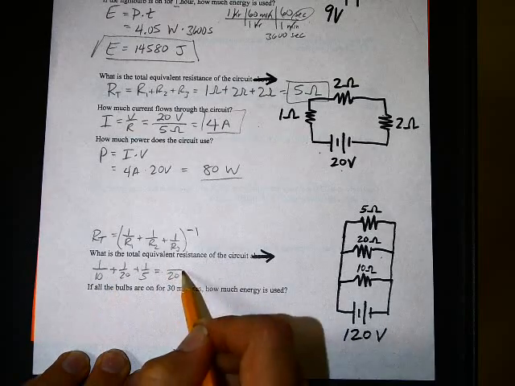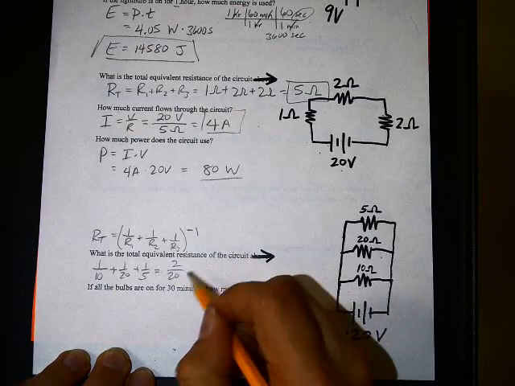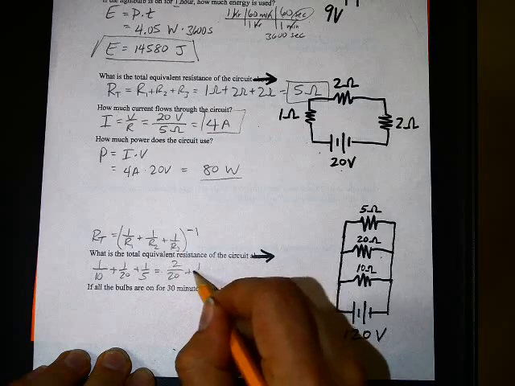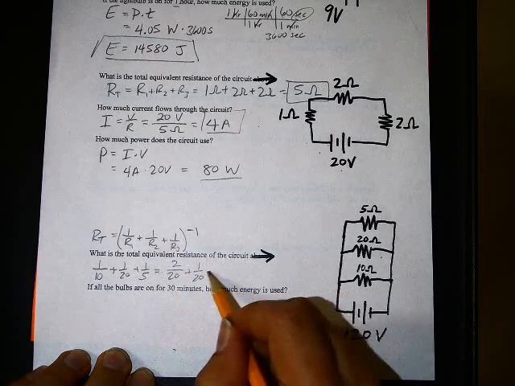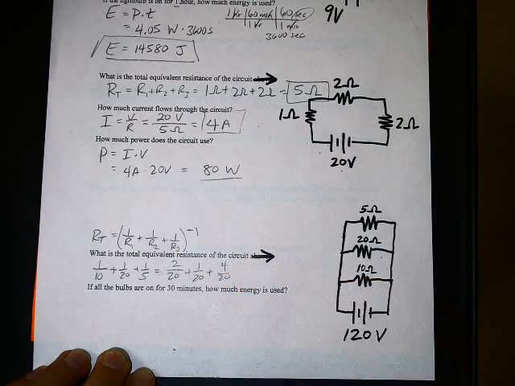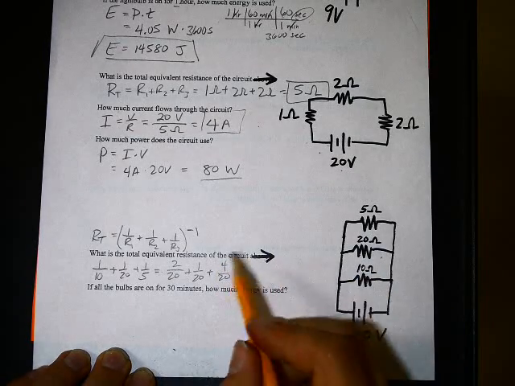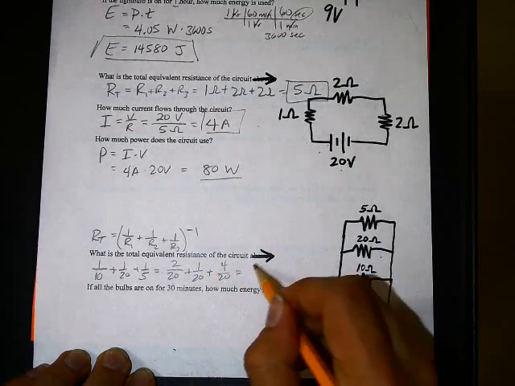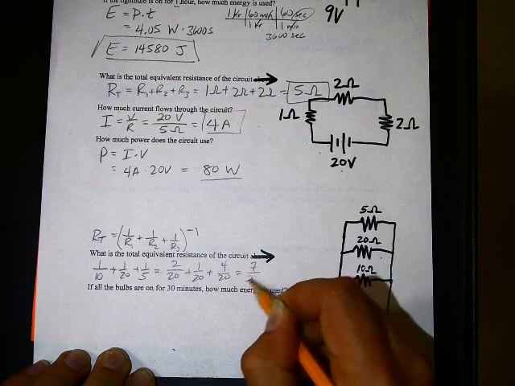10 times 2 is equal to 20, so 2 over 20. This one's already over 20, that's nice. And then when we got 20 here, 5 times 4 equals 20. So 2, 4, and 1 makes 7 over 20.